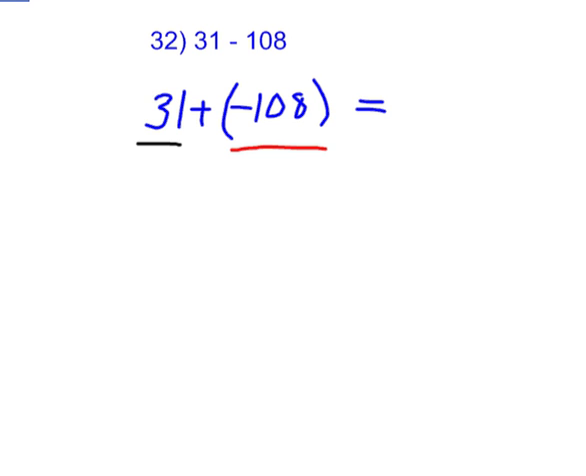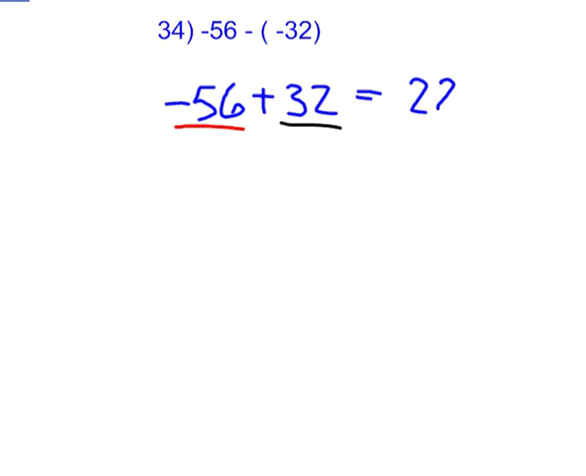Here is 32. It's 31 minus 108. We would rewrite this as 31 plus the opposite of 108, which would be a negative 108. Then we go back to what we just did with the black and the red cards. This would be a red card. This would be a black card. And because they're different colors, we would subtract them. So 108 minus 31 gives us 77. And we take the sign of the largest one, and 108 is the largest, and it is negative. So our answer is a negative 77.